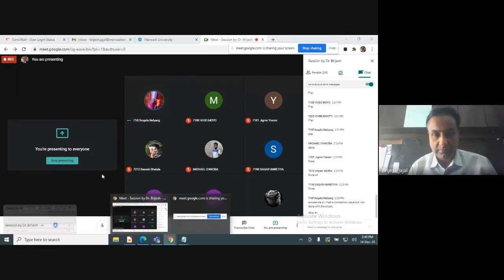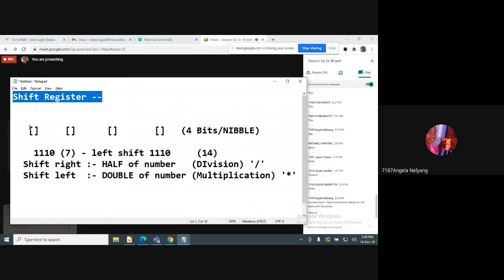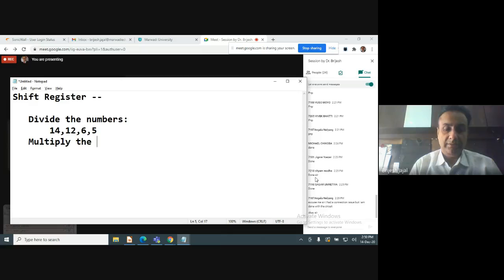Now I will show you an example of how the shifting is done. For shifting, you do one thing: divide the numbers. I will say that you have numbers like 14, 12, 6, and 5. And similarly, multiply the numbers.